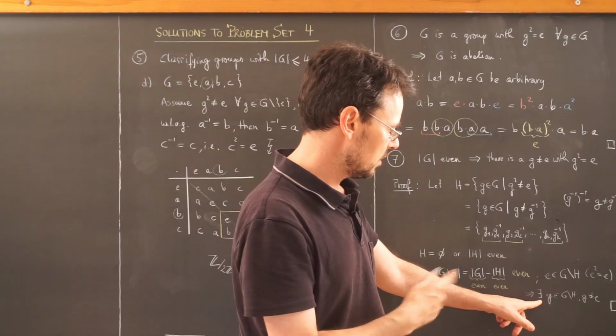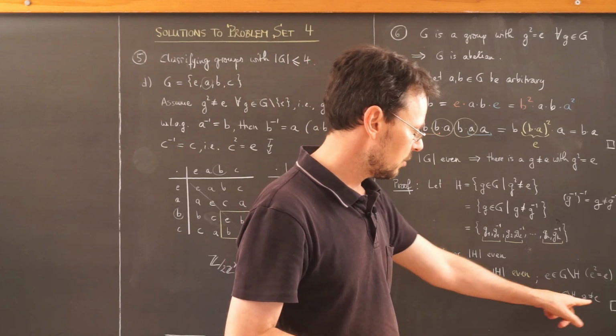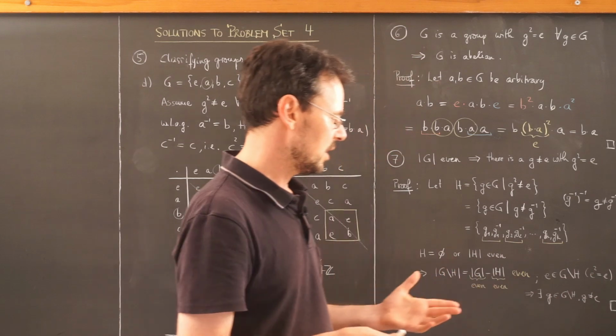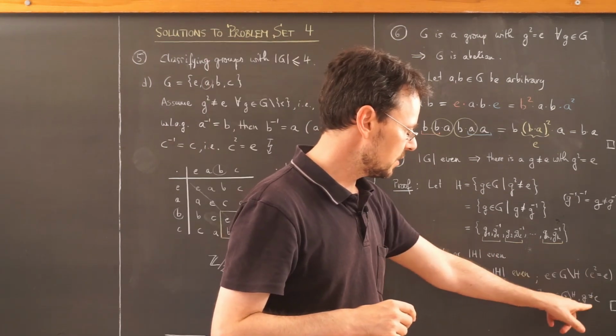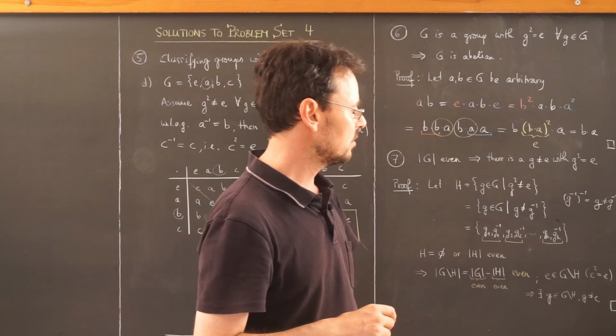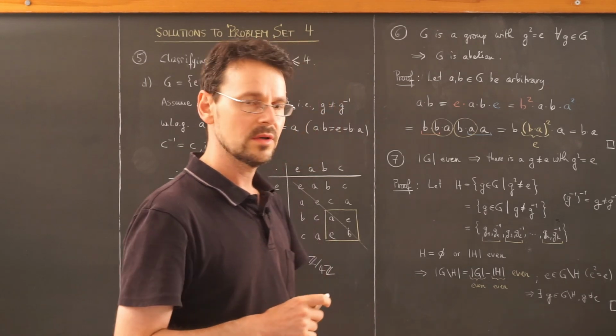So this here means there exists an element in this set which is not the identity, because we need at least one more element in this set, and by definition this G here satisfies G squared is equal to the identity, and this concludes our proof.